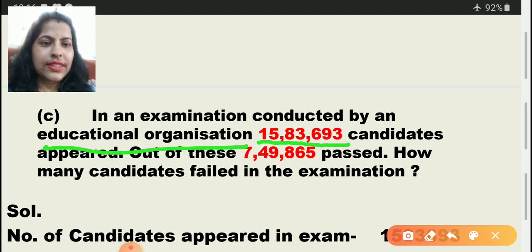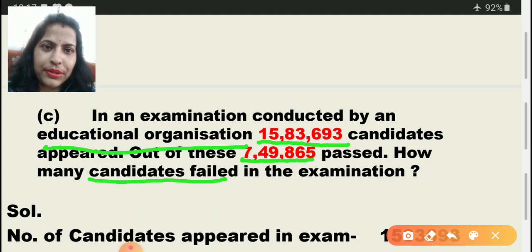Out of this, 7,49,865 passed. Now the question is, how many candidates failed in the examination? It's a very simple, very easy question.